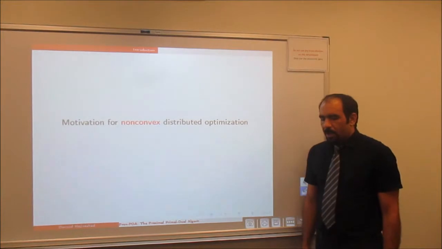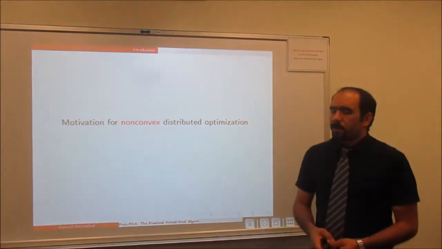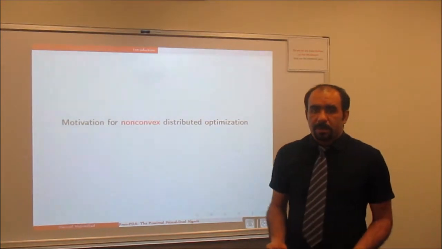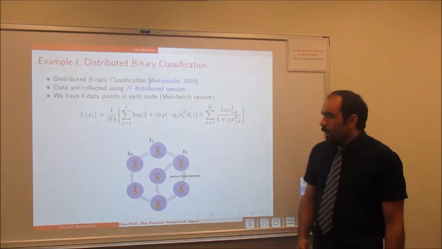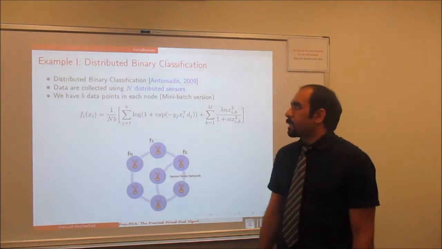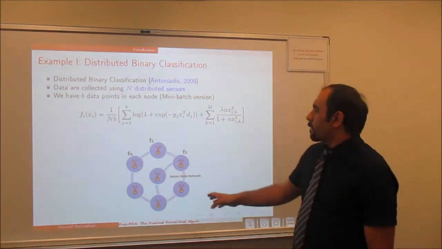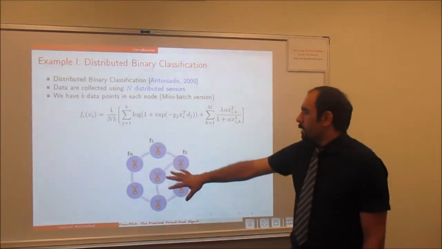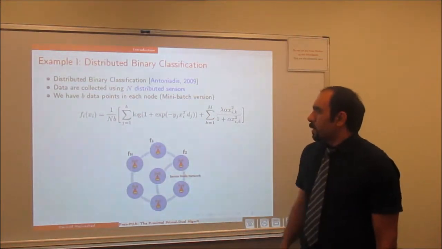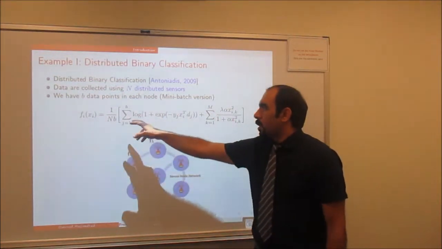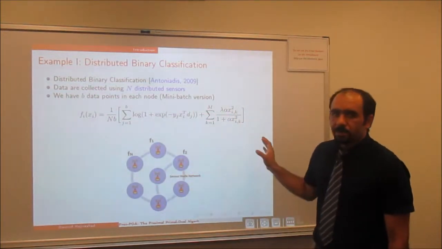Okay, so now let's see why non-convex distributed optimization problem is important. What is the motivation for studying this non-convex problem? Let me give you an example. The example is distributed binary classification. So we have a network of sensors. These are connected together, and each agent contains this local cost function. Okay, this is a non-convex function.